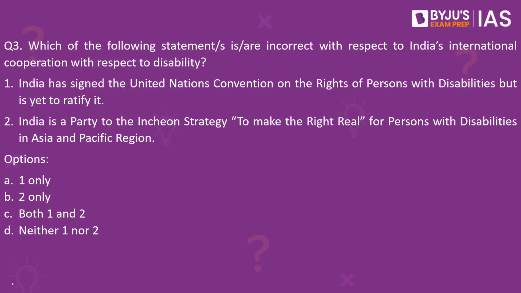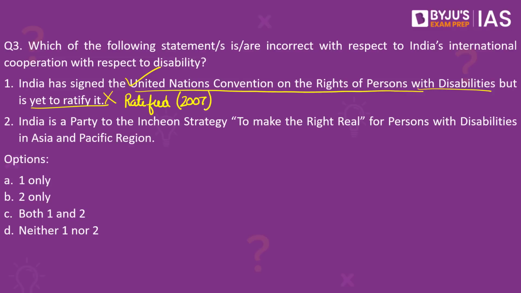Note, India has signed the United Nations Convention on the Rights of Persons with Disabilities, and it has also ratified it. It was ratified way back in 2007. So the first statement is wrong. Now look at the second statement. India is a party to the Incheon strategy. This statement is correct. Now let's understand what this Incheon strategy is all about.